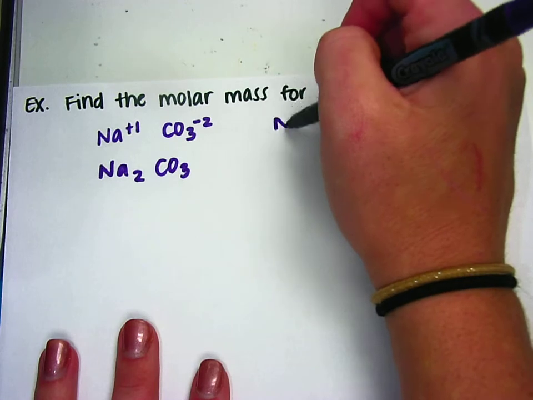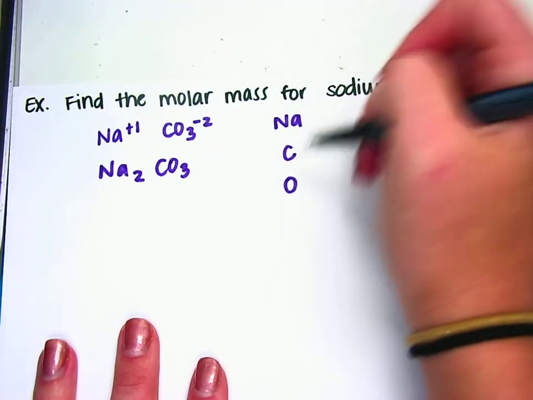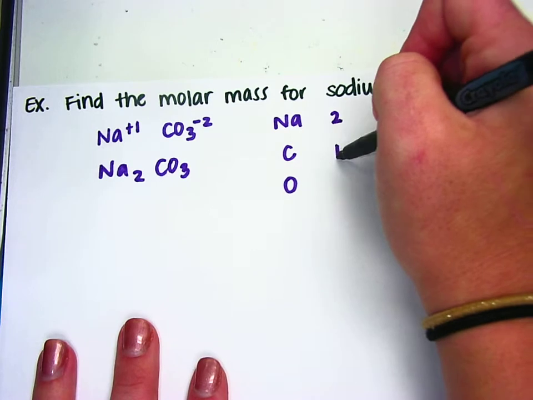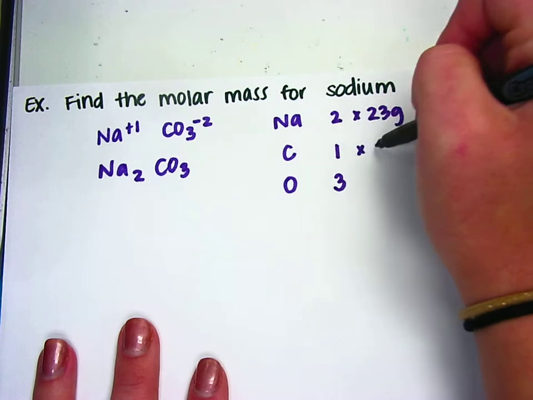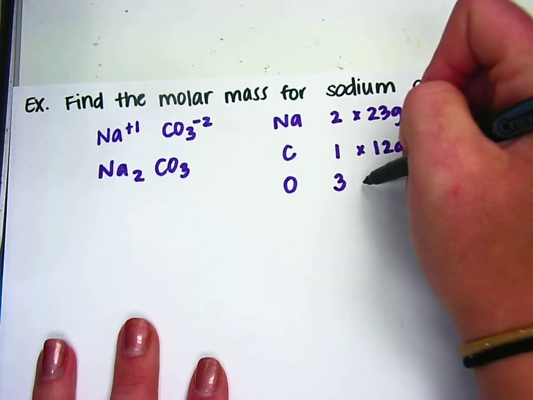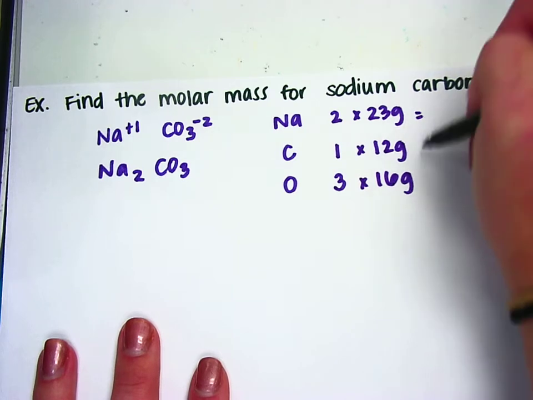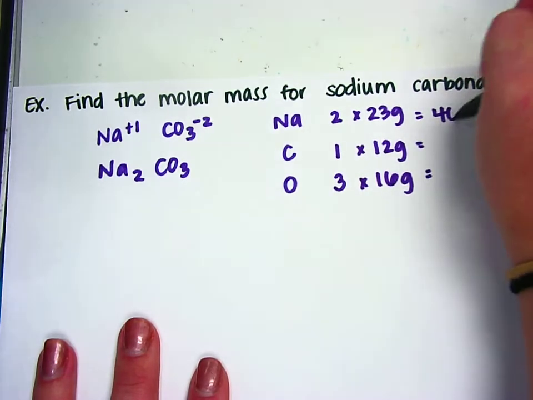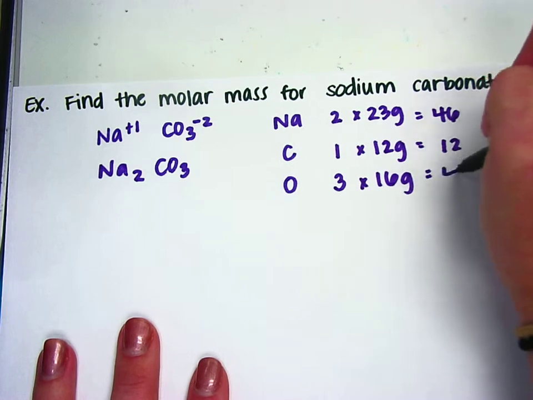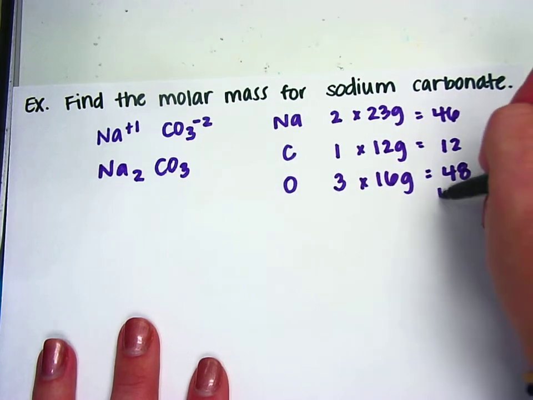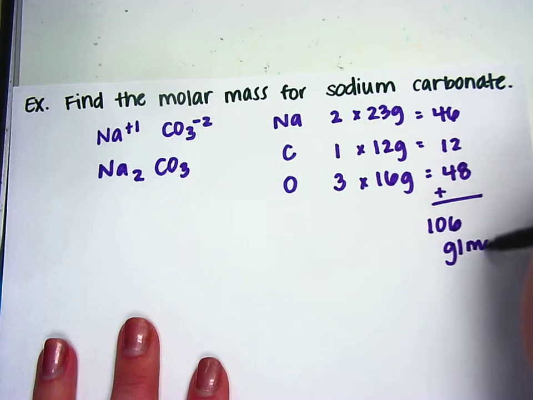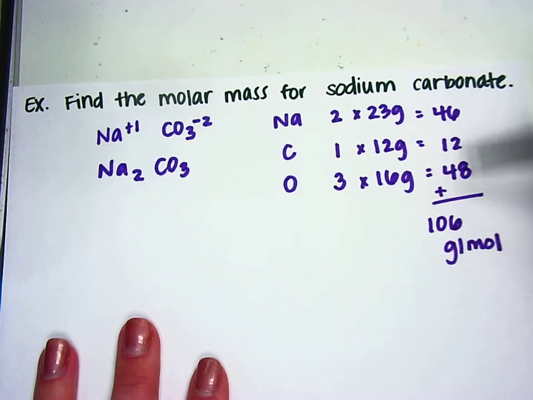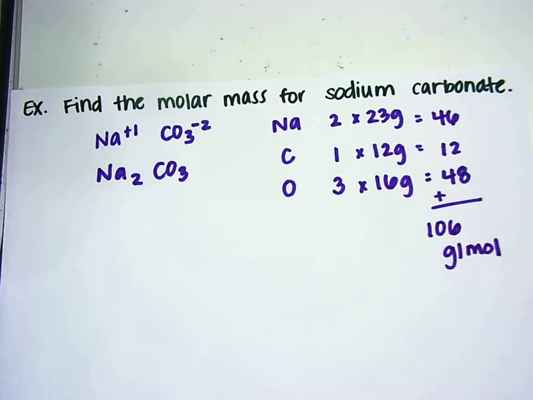So in order to do that, you'll have sodium, carbon, and oxygen. There are 2 sodiums, 1 carbon, and 3 oxygens. The mass of sodium is 23 grams. The mass of carbon is 12 grams. And the mass of oxygen is 16 grams. You multiply them all out to get 46, 12, and 48. And then you'll add them all up to get your molar mass, which is 106, and our units are grams per mole, because there are 106 grams of sodium carbonate in 1 mole of sodium carbonate.